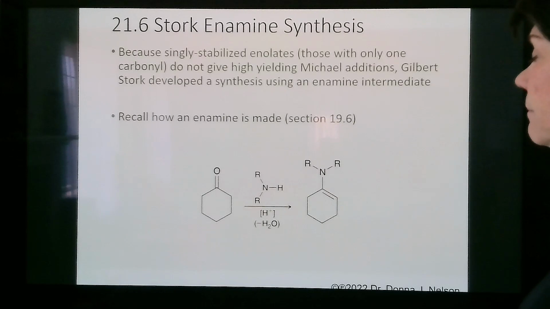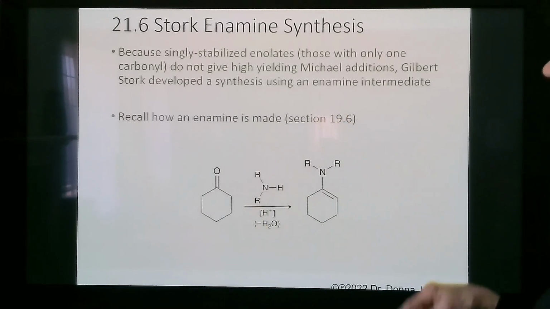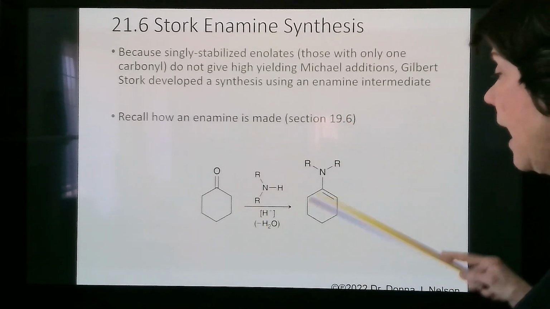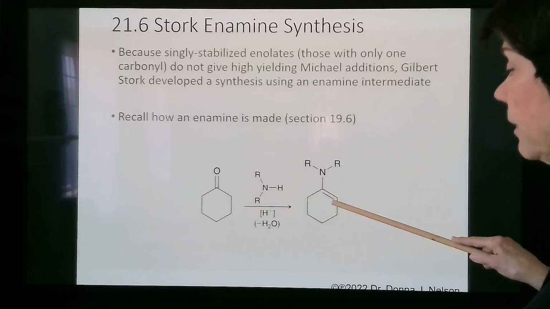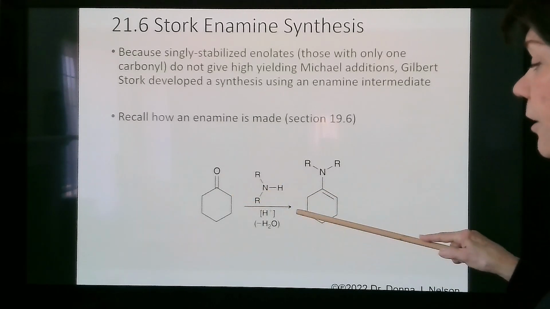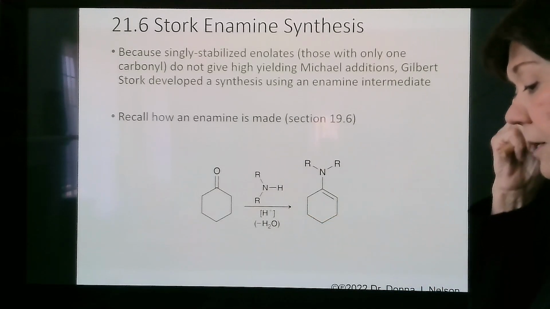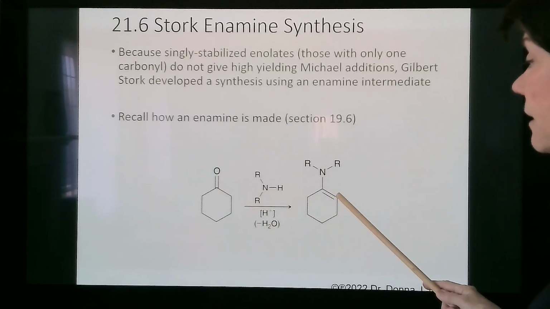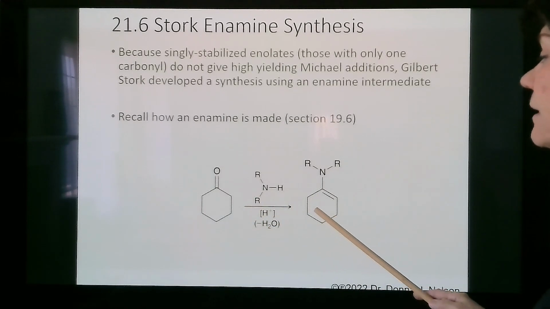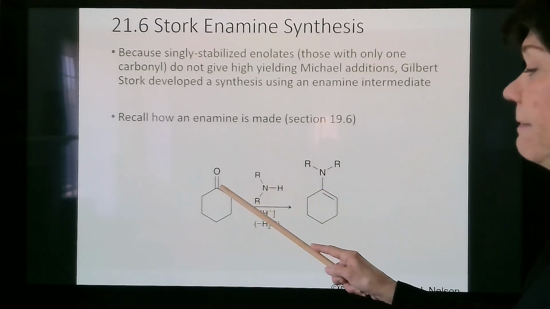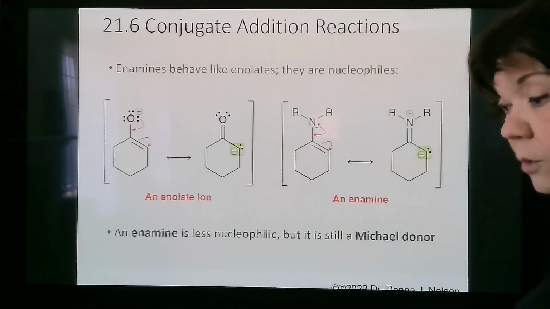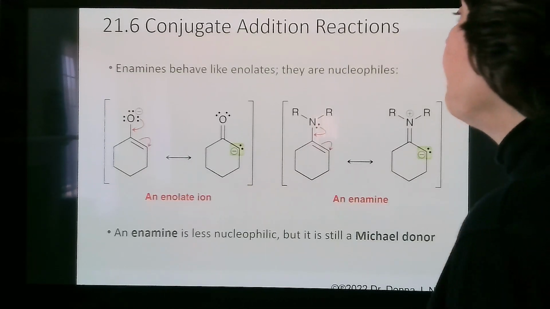And we covered that back in chapter 19. And this can also be converted back to the carbonyl simply by using dilute acid and heat. So this enables one to carry out the reaction and then regenerate the carbonyl, which is what you're going to see in just a second.